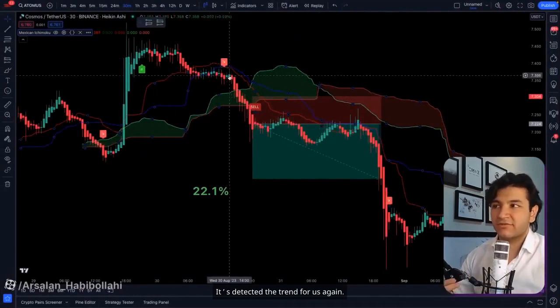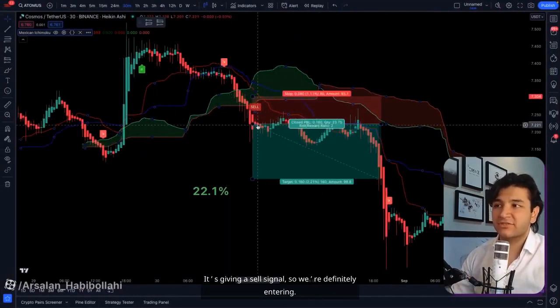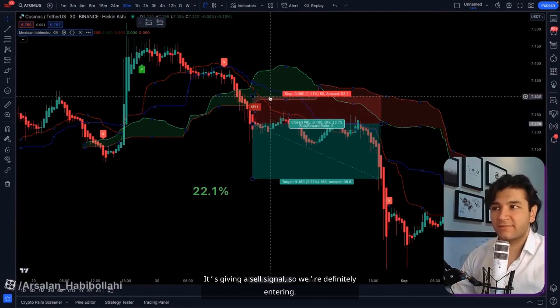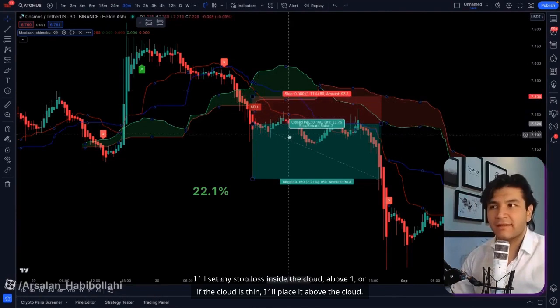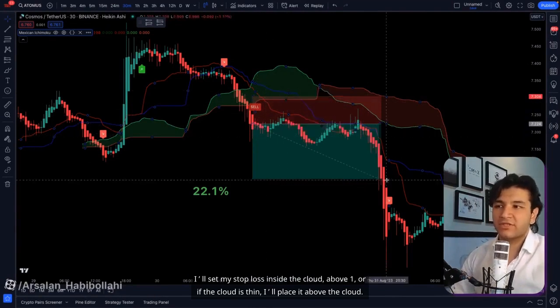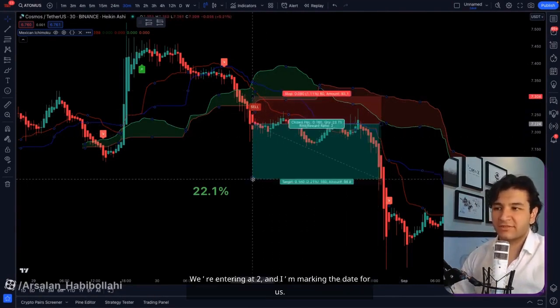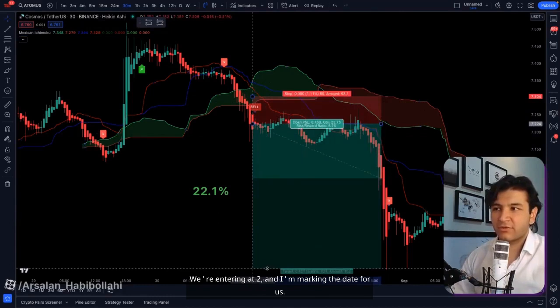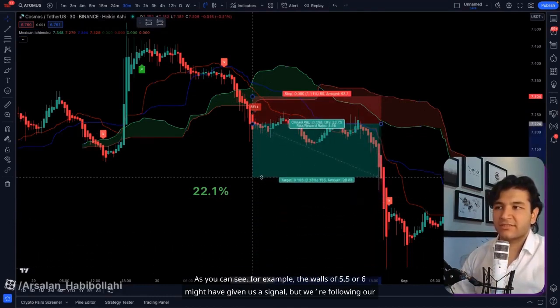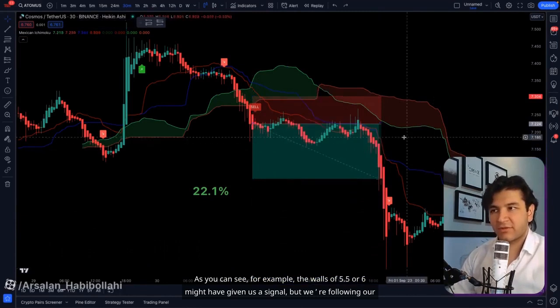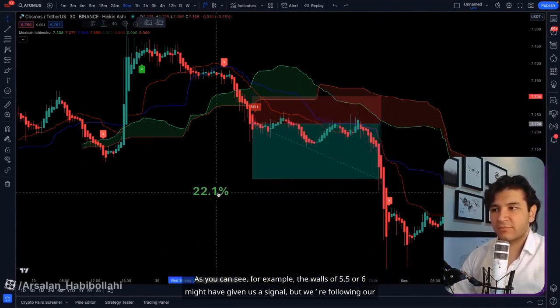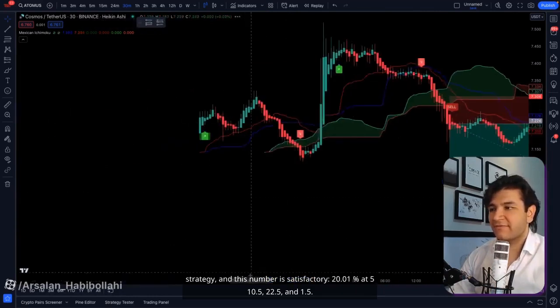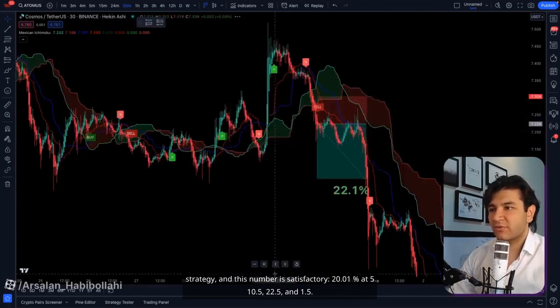It's detected the trend for us again. It's giving a sell signal, so we're definitely entering. I'll set my stop loss inside the cloud, above 1, or if the cloud is thin, I'll place it above the cloud. We're entering at 2, and I'm marking the date for us. As you can see, for example, the walls of 5.5 or 6 might have given us a signal, but we're following our strategy. And this number is satisfactory. 20.01% at 5, 10.5, 22.5, and 1.5.